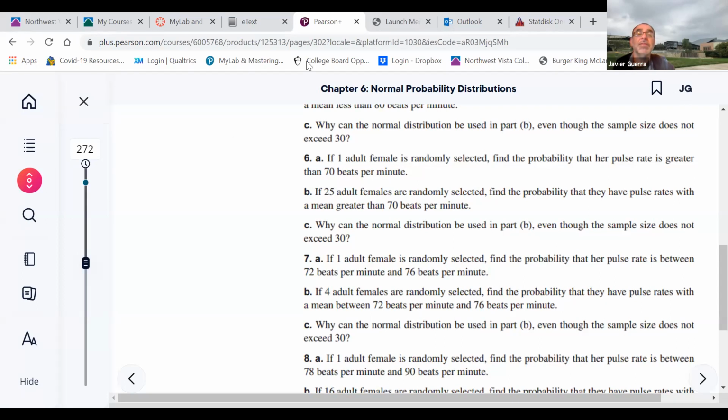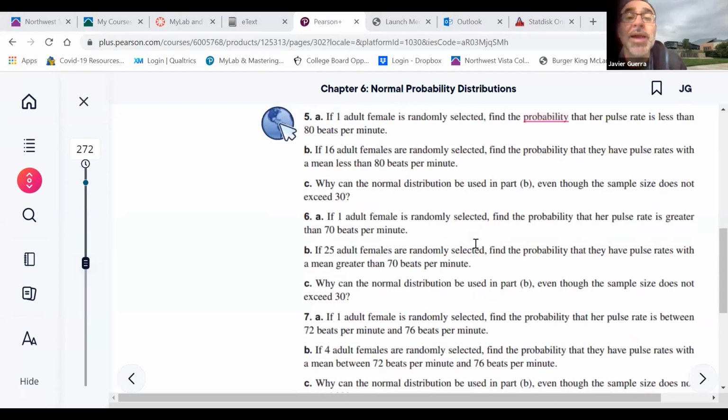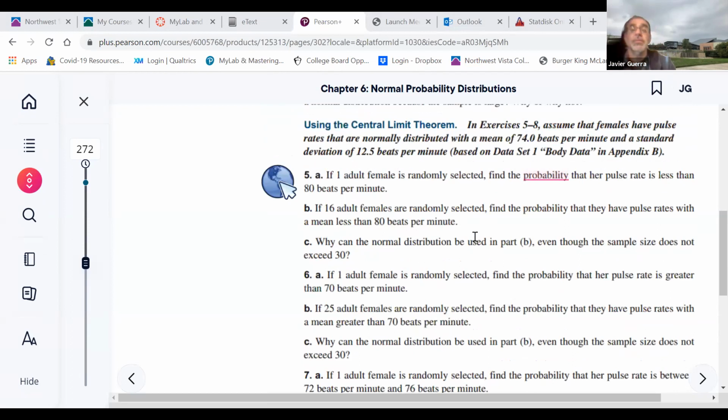I think 6. Yeah, look at 6. Doesn't 6 have greater than in it? Yep. All right, let's do number 6. Excellent. I see it too.